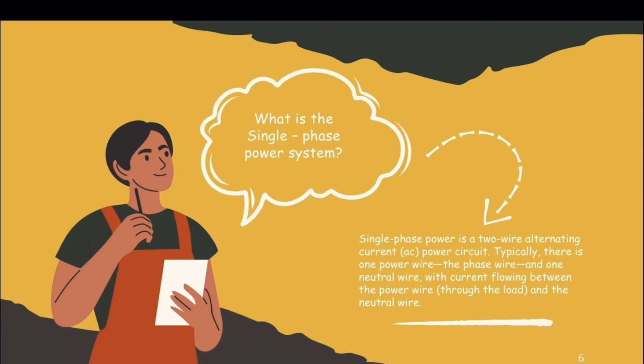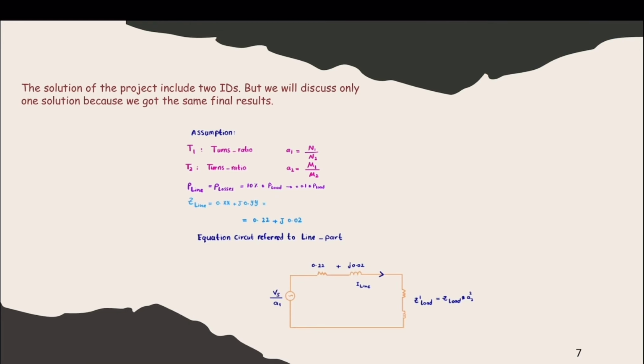About the definition of a single phase power system, it's a two-wire alternating current AC power circuit. Typically there is one power wire, the phase wire, and one neutral wire, with current flowing between the power wire through the load and the neutral wire. If we want to solve the project problem, the first thing we have to know is that the solution of the project includes two IDs, but we will discuss only one solution because we got the same final result. Also, due to time constraints, we will not be able to discuss the two solutions together.